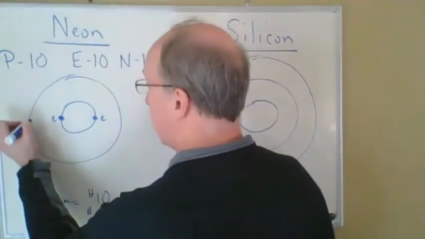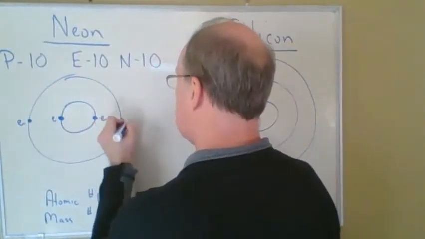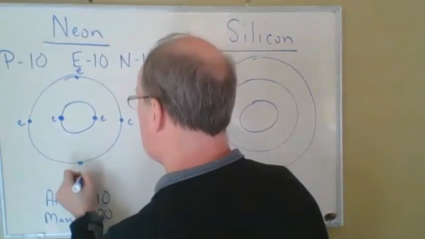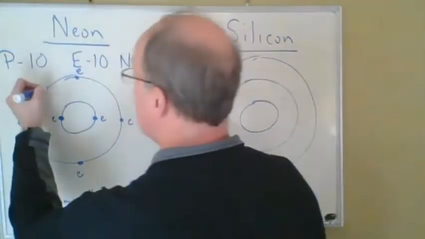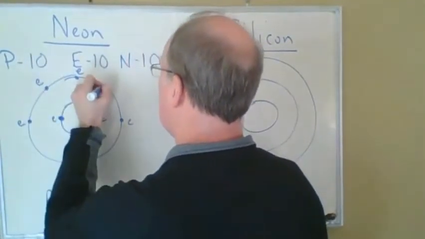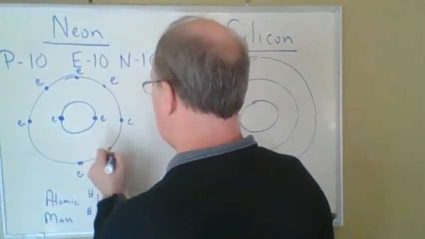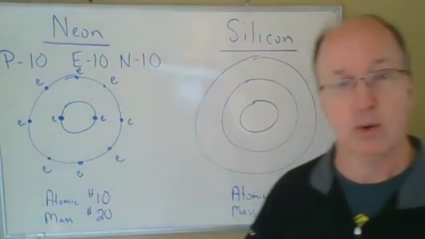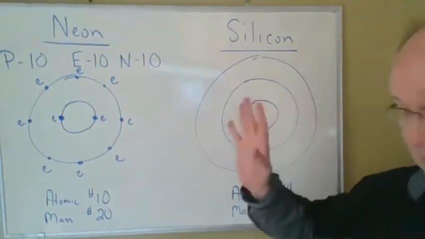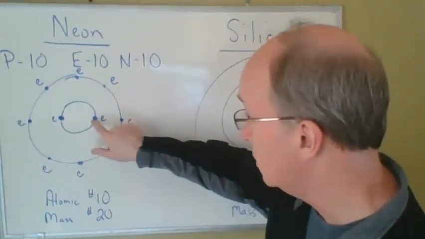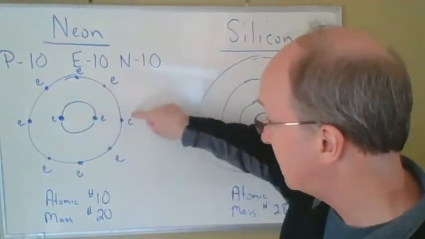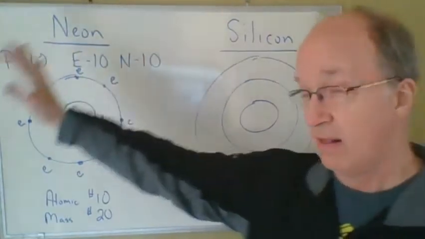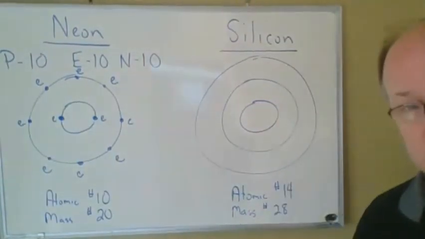So again, I'm going to draw them as far apart from each other as I can. That's 4. I got 4 more to go. I'm going to put them up here, up here, up here, right here. And that's about as far away from each other as I can get them. But again, count them at the end. 1, 2, 3, 4, 5, 6, 7, 8, 9, 10. 10 electrons. That's what the Bohr model for neon looks like.